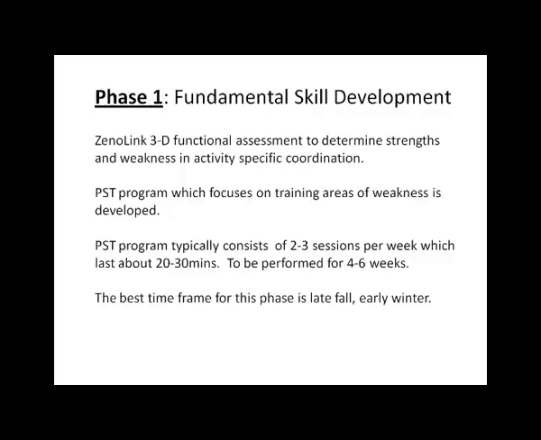So the first thing we're going to do is start with assessing the activity-specific coordination. From that assessment, we'll develop a very specific PST program, which is going to focus on training areas of weakness predominantly, but also capitalizing on areas of strength. Our main focus, though, is to get the areas of weakness up to par with the other areas of the movement. So the PST program is going to look, especially during phase 1, at the weaknesses in the activity-specific coordination or the functional movement pattern, and design exercises around improving that weakness.